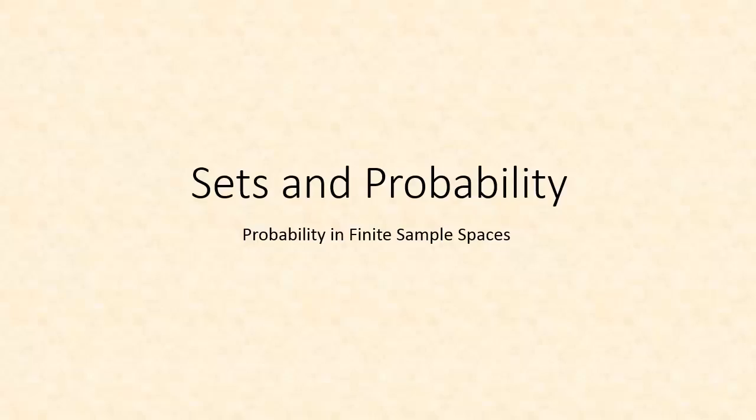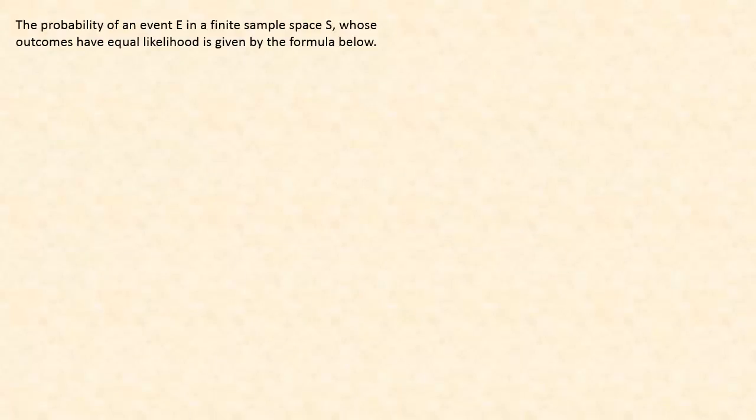Probability in finite sample spaces. The probability of an event E in a finite sample space S whose outcomes have equal likelihood is given by the formula below. If we have this type of sample space, it's referred to as a uniform probability distribution. All of the outcomes have an equal likelihood, and that's the very definition of a uniform probability distribution.